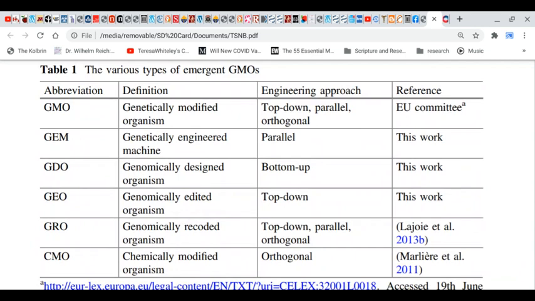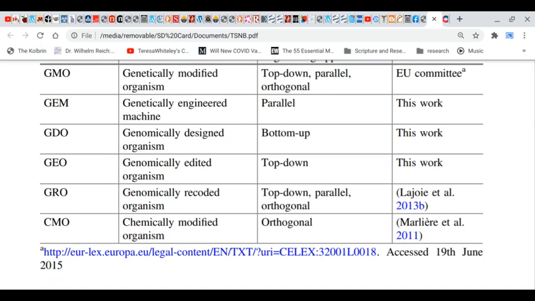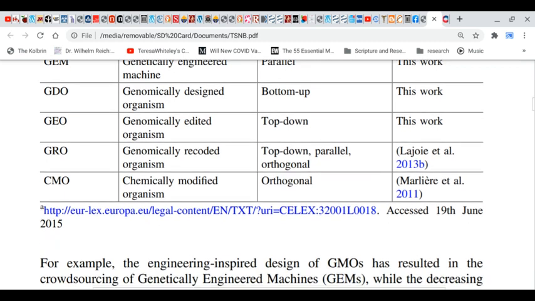We have the genetically modified organism. We have genetic engineered machine. We have genetic designed organism, genomically edited organism, genomically recoded organism, chemically modified organism.